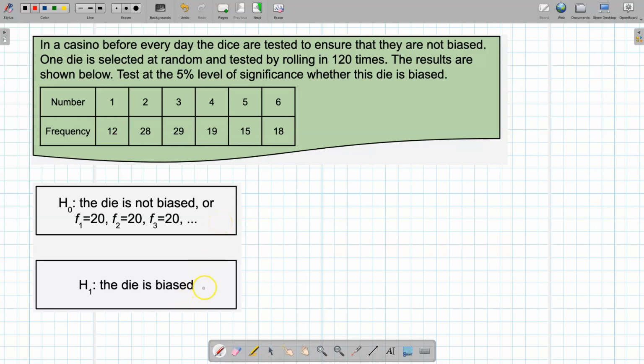Our alternate hypothesis is that the dice is biased. We're also going to write down our level of significance, our alpha value, which is 5%. We get that straight away from the question. And then you'll be used to using degrees of freedom. Now for a goodness of fit, you look at how many categories. So I've got 6, you take away 1, so you have 5 degrees of freedom. We're going to need that later.